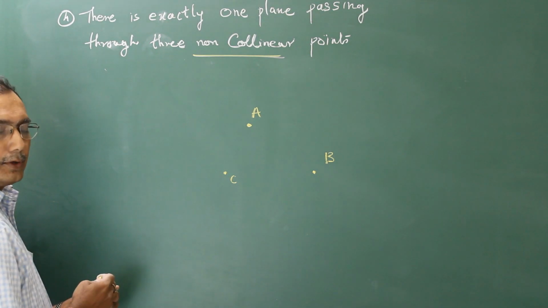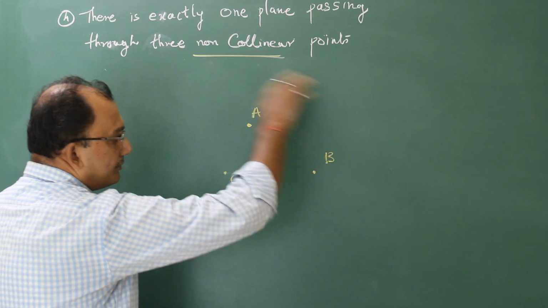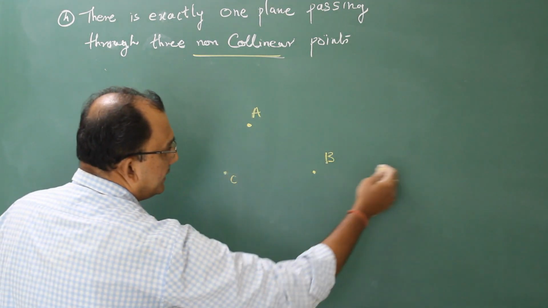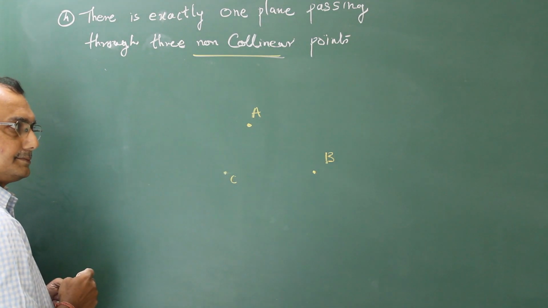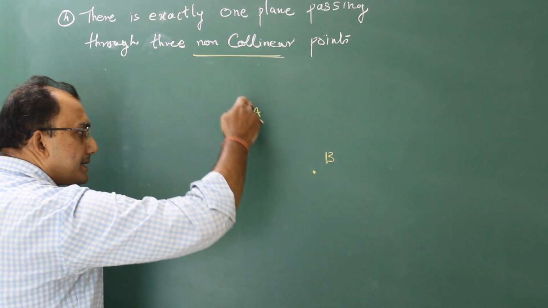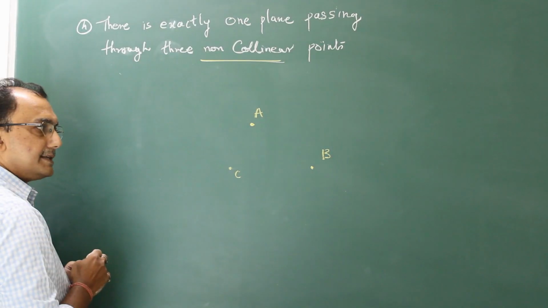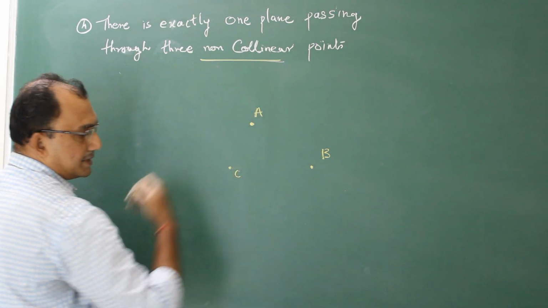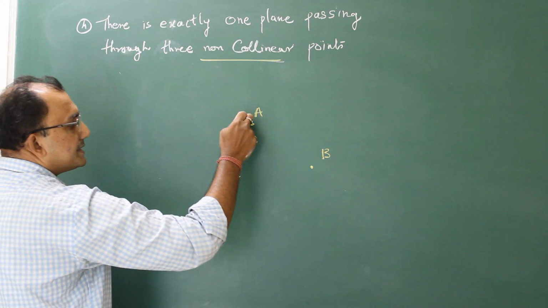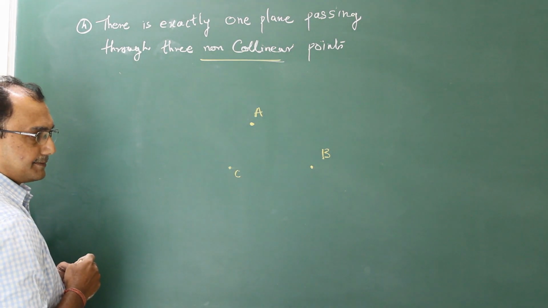Why is it said to be non-collinear? We cannot draw a single line containing all of them. If I try to draw a line passing through B and C, A lies outside it. If I try to draw a line passing through A and B, C lies outside it. The same case, if I try to draw a line passing through A and C, B lies outside it. Therefore, points A, B and C are said to be non-collinear points.